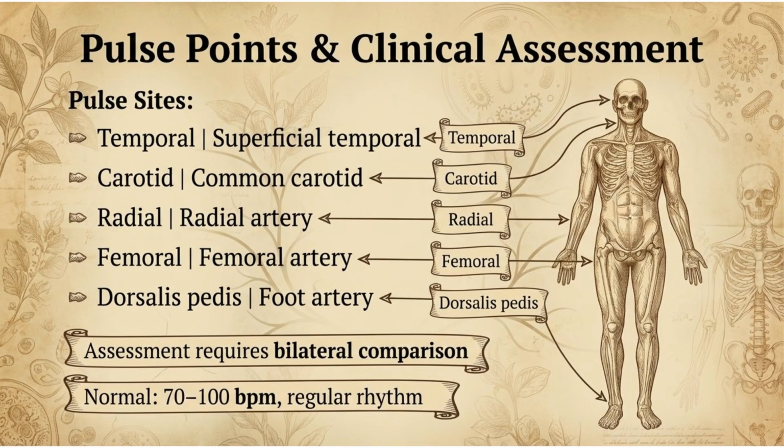Pulse points are crucial for clinical assessment. Common sites include the temporal, carotid, radial, femoral, and dorsalis pedis. Normal resting heart rate is 70 to 100 BPM with a regular rhythm.